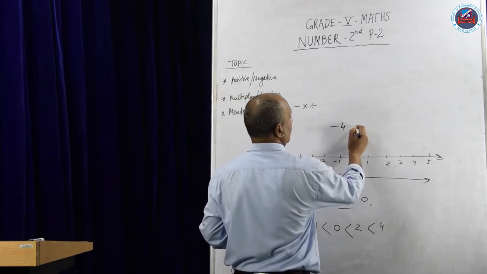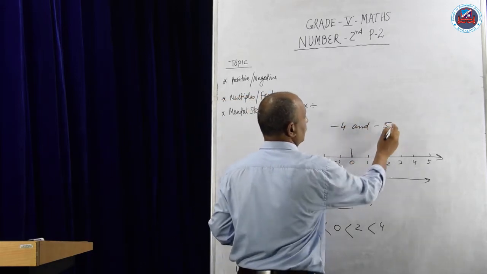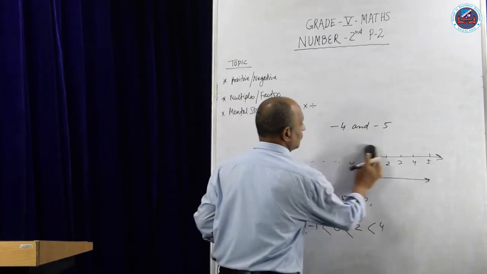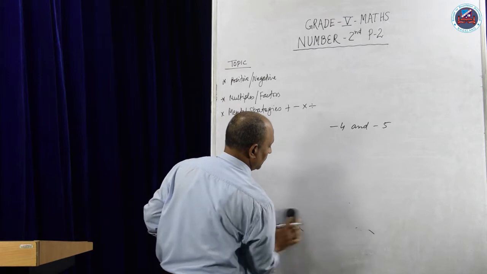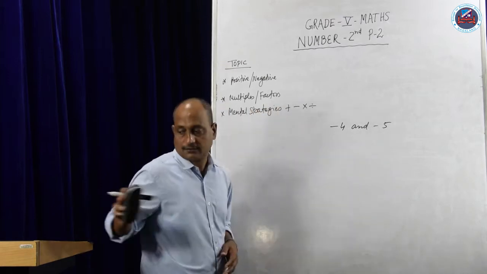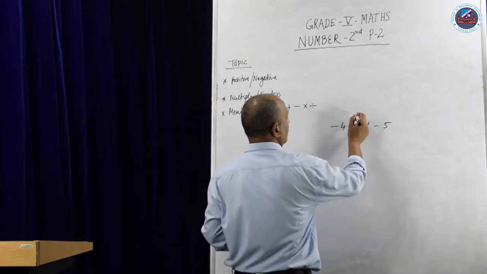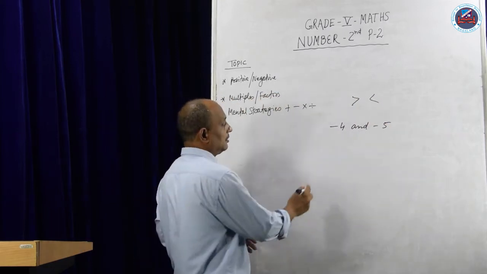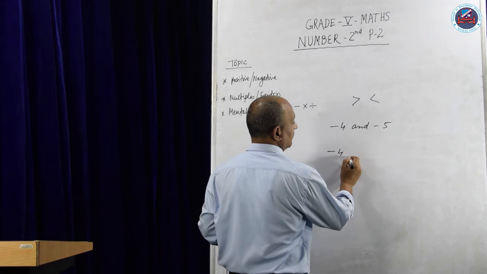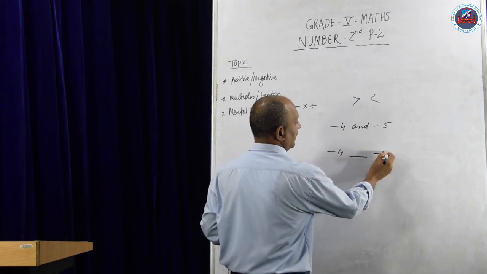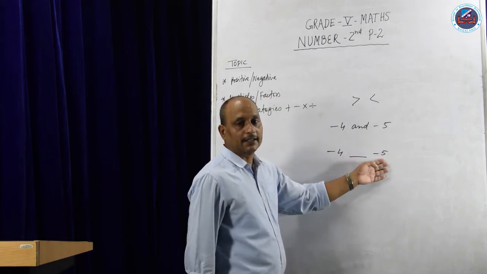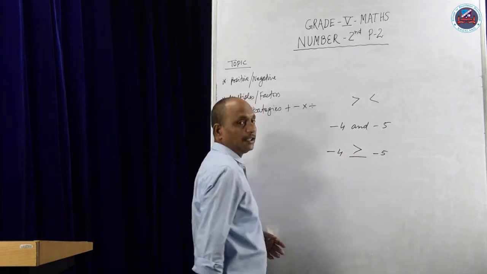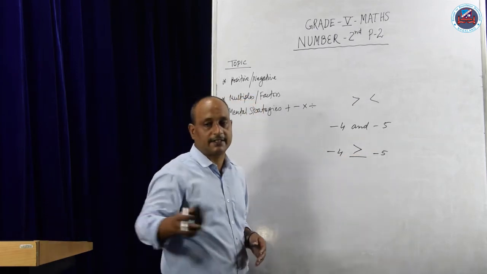Suppose 4 and -5. Between these two numbers, which is smaller? Or suppose the question asks you to put the sign, greater or smaller, between these two numbers. So -4 blank -5. We know that -5 is smaller, so this sign will come in between here. Now let us take the same numbers.